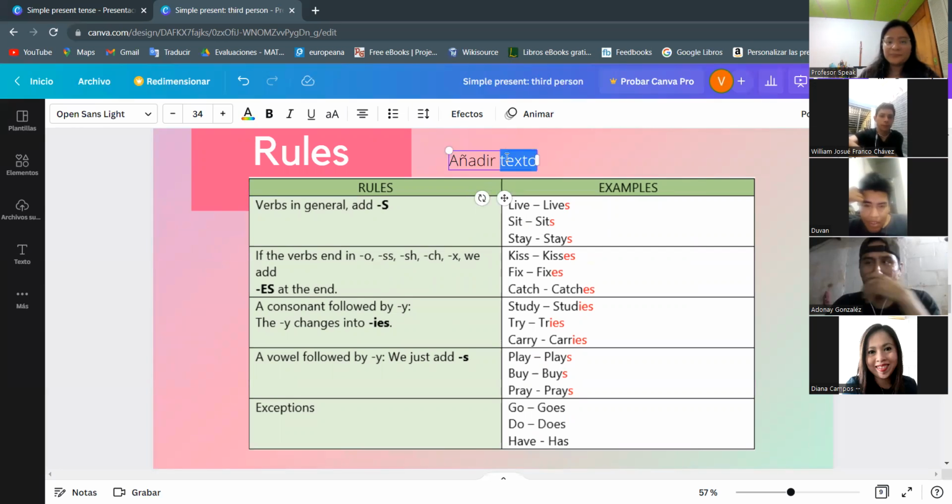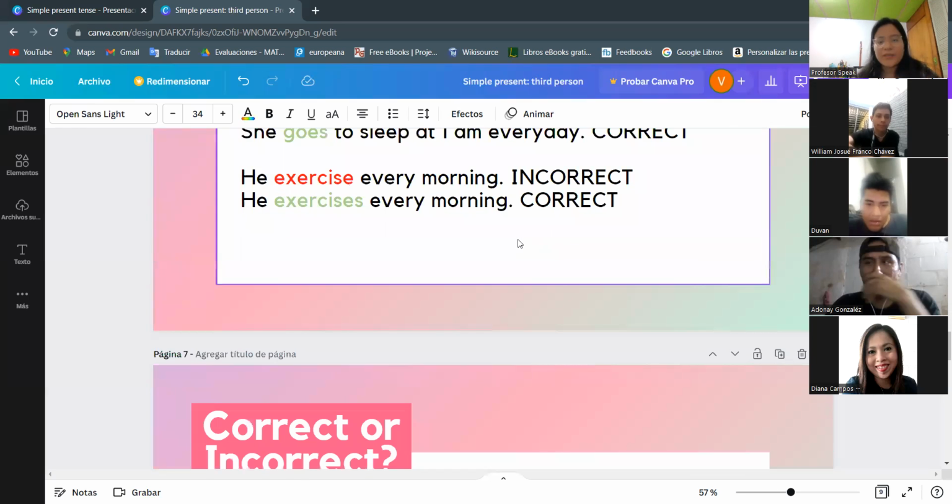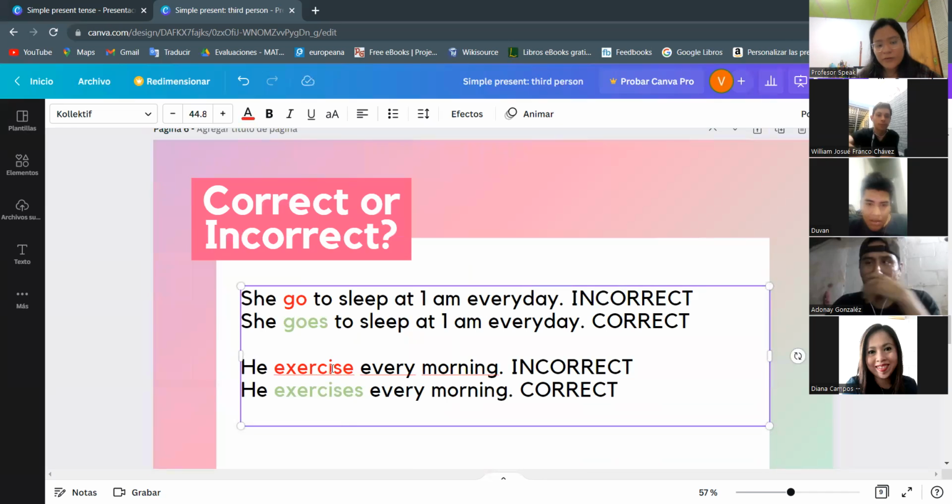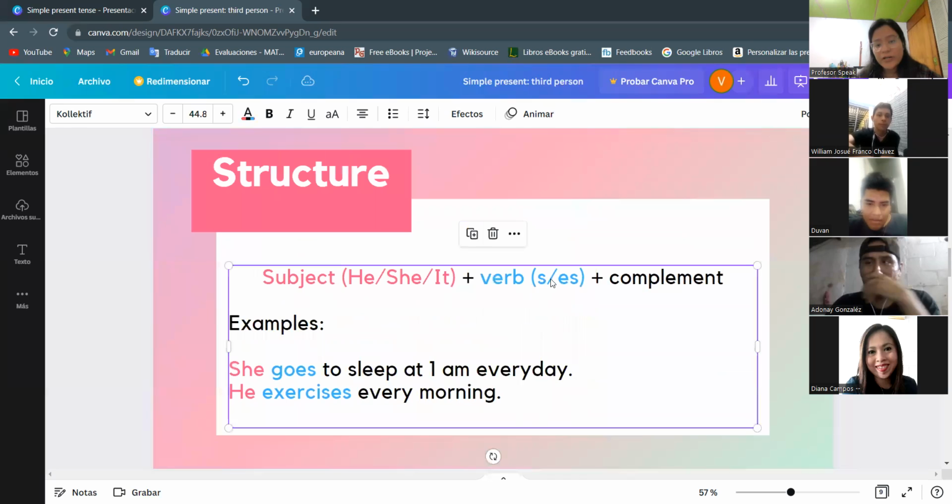Good. Verbs in general add S. Good job. Yes. Exercises, first rule. Okay. So that's why it's incorrect. This is the base form of the verb. We don't use that. We add an S or an ES with this pronoun.